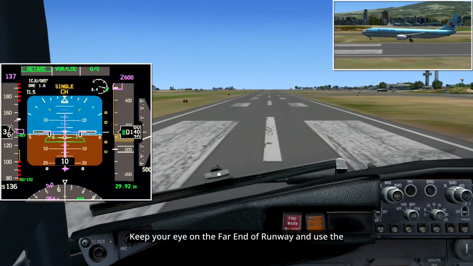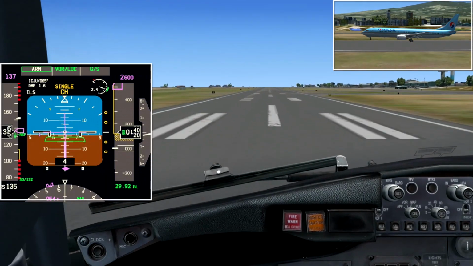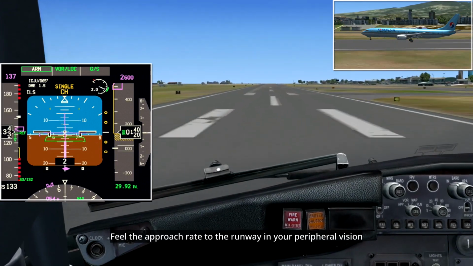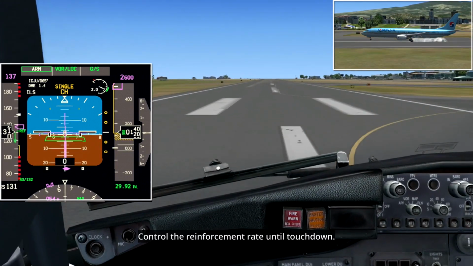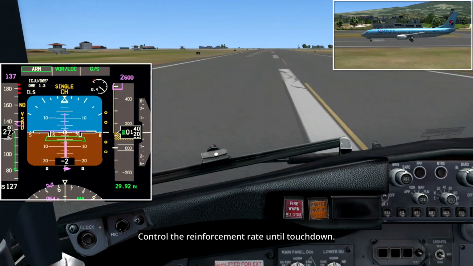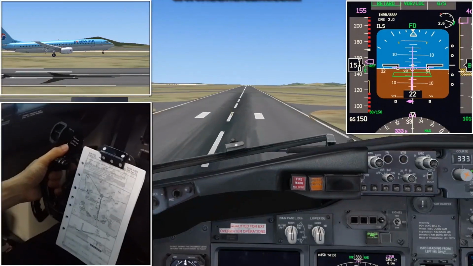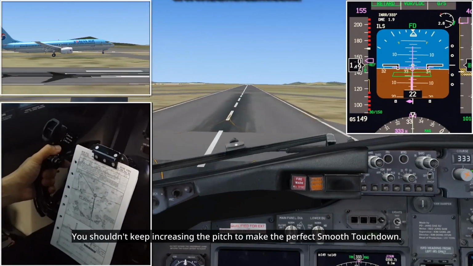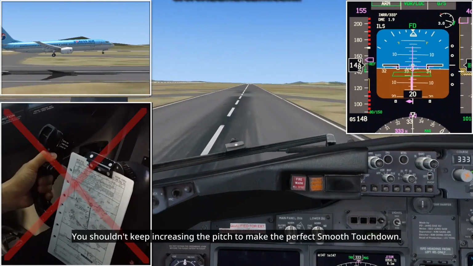Keep your eye on the far end of the runway and feel the approach rate to the runway in your peripheral vision. Control the sink rate until touchdown. You shouldn't keep increasing the pitch to make the perfect smooth touchdown.